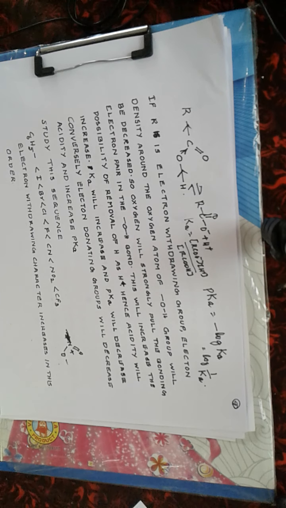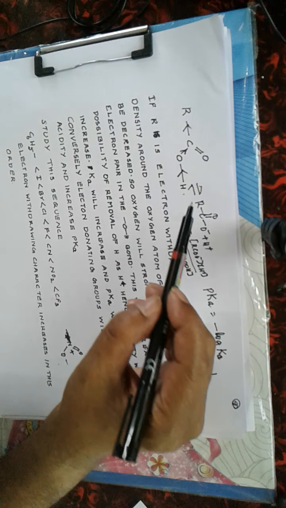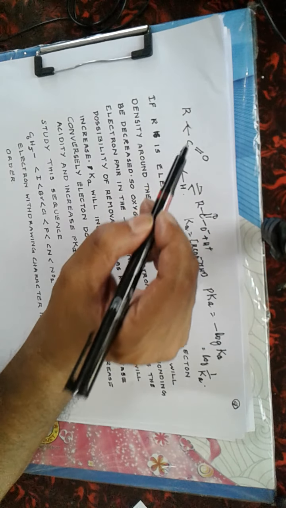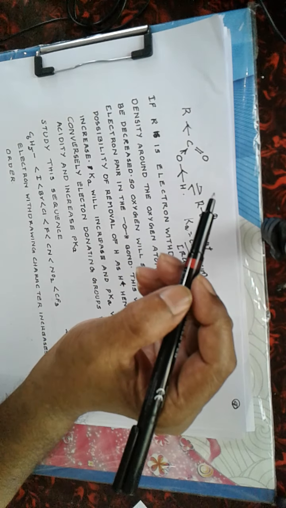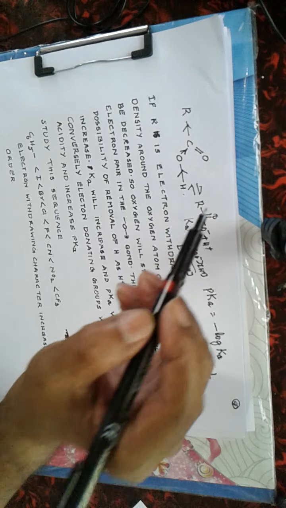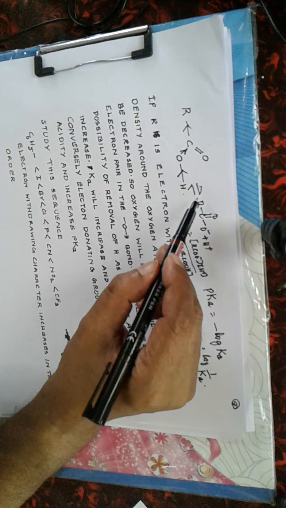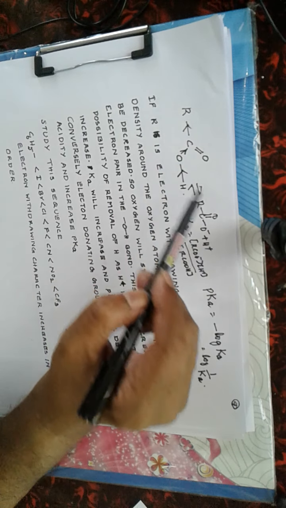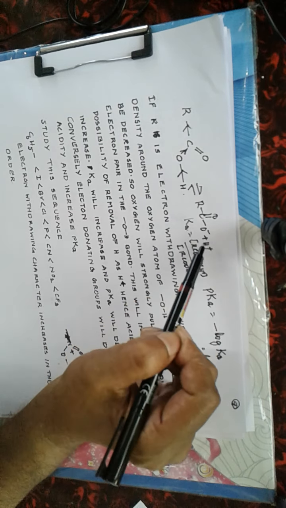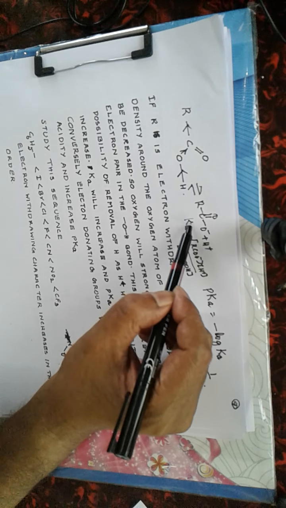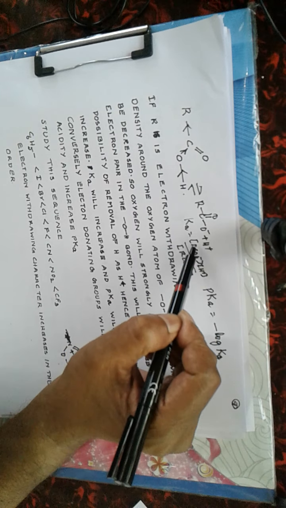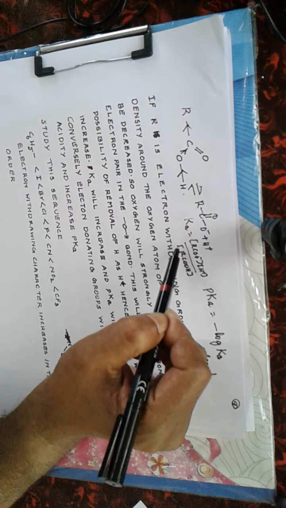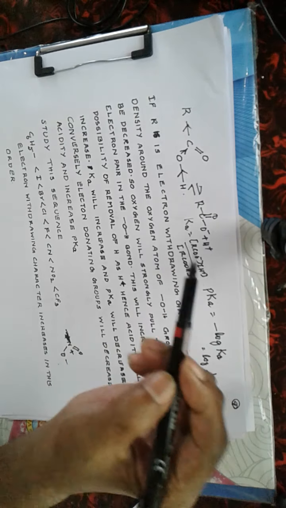Now, acid strength of carboxylic acids. Electron withdrawing groups will increase the acidity of carboxylic acids. There is a particular equilibrium between RCOOH and RCOO negative and H positive, and the equilibrium constant is called Ka. That is the concentration of RCOO negative into the concentration of H positive divided by the concentration of RCOOH.